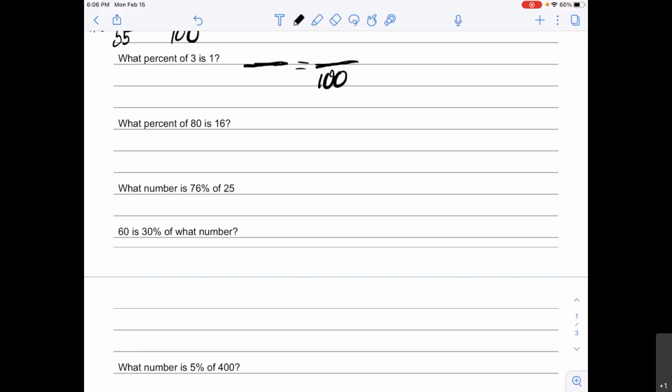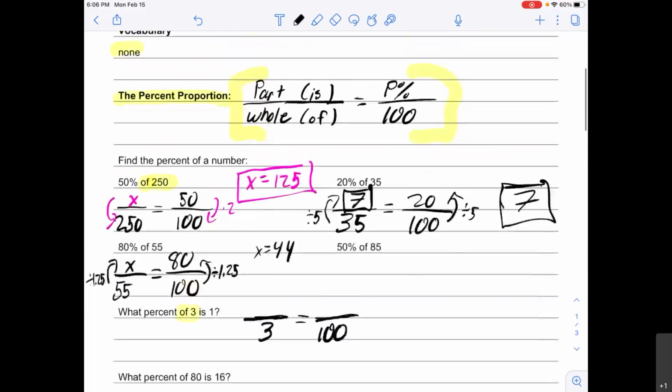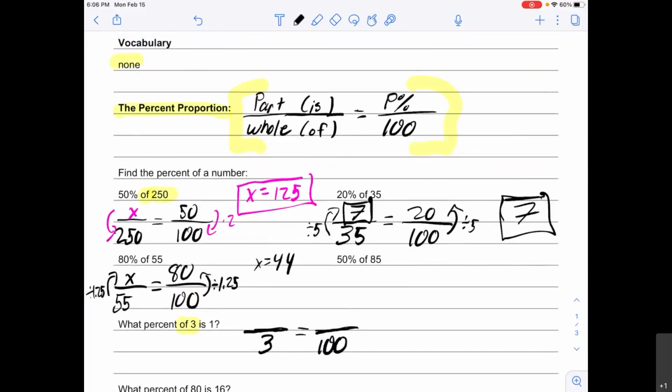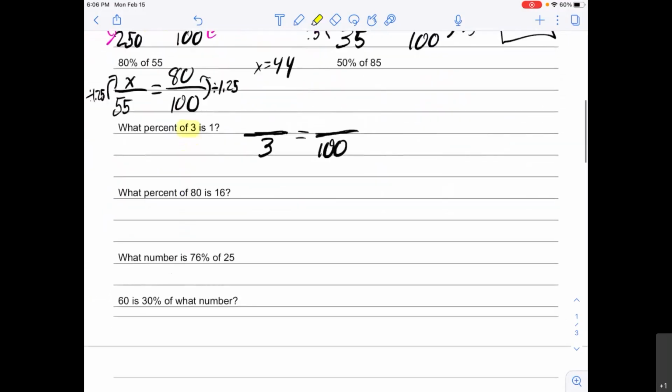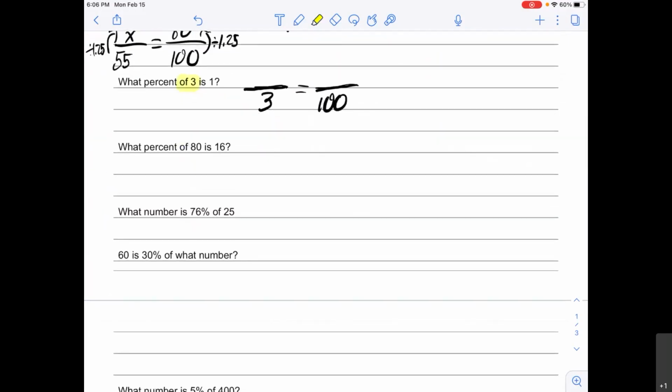Always on the bottom right. Then I look at the numbers and I say, okay, what else can I figure out? I see that I have "of 3." "Of 3" means that 3 is my whole, because of the percent proportion keywords "is" and "of," and clue words. So 3 of 3, that means 3 is my whole.